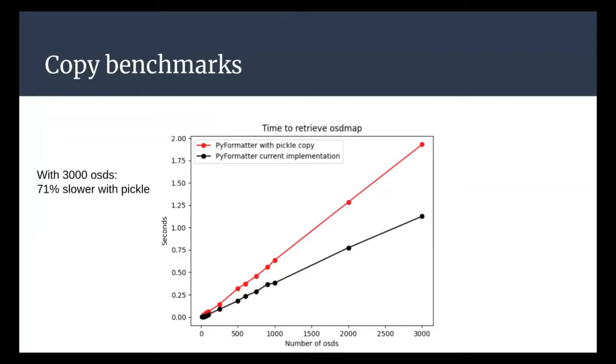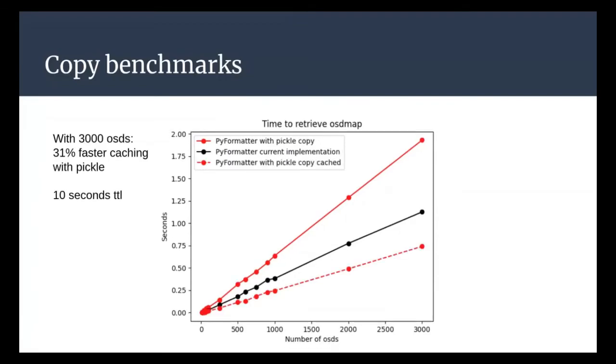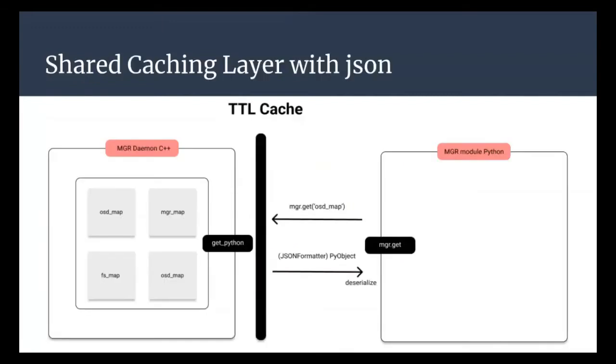So this time we tried to see how much worse it would go from the default implementation that we had to a pickle copy implementation, and it was 71% slower than the current implementation. Then we cached it, and it was 31% faster than the current implementation, which is a bit better, but not good enough. So what we thought about was changing the formatter to a JSON formatter. We went with the JSON formatter basically because we already have the implementation, and it was faster to implement in this case.